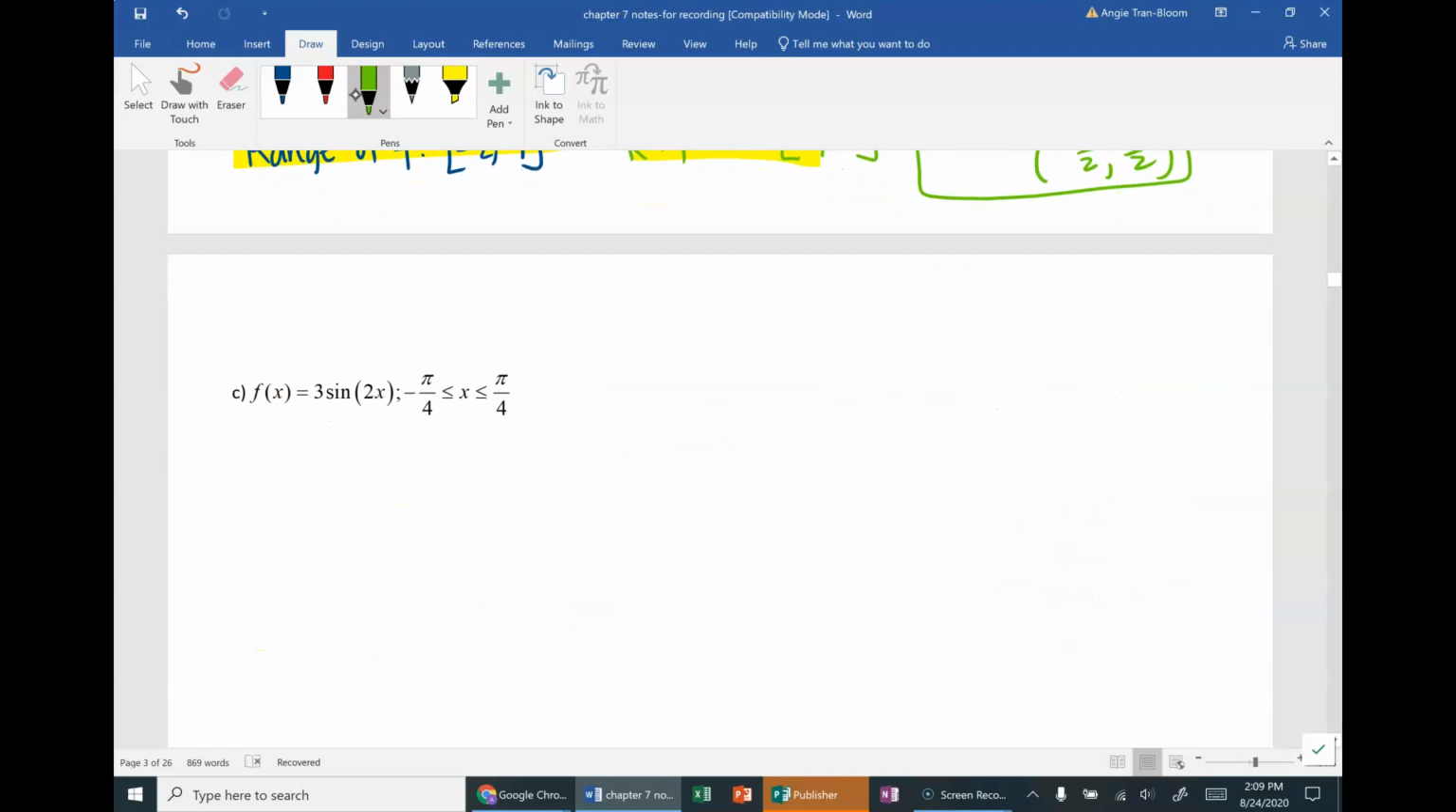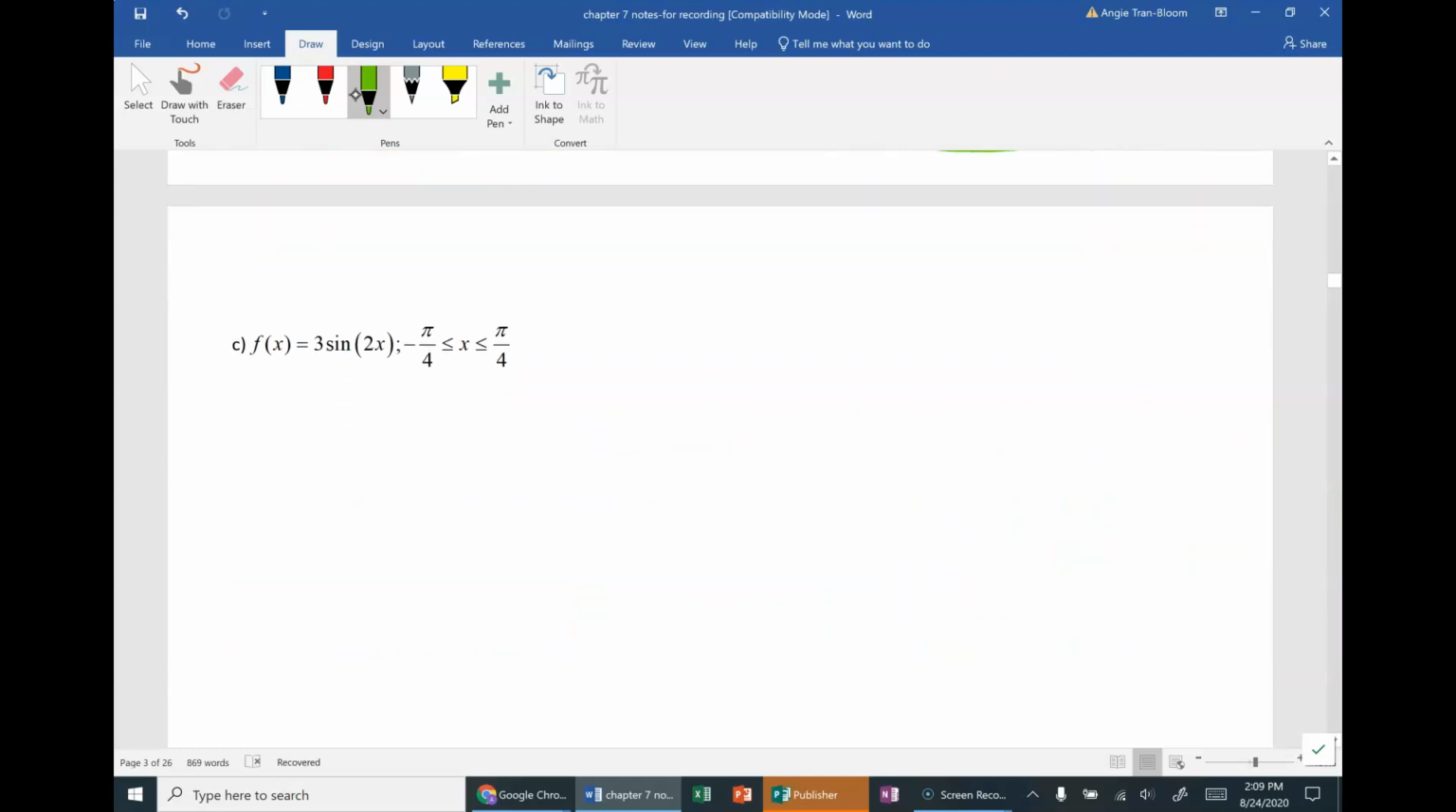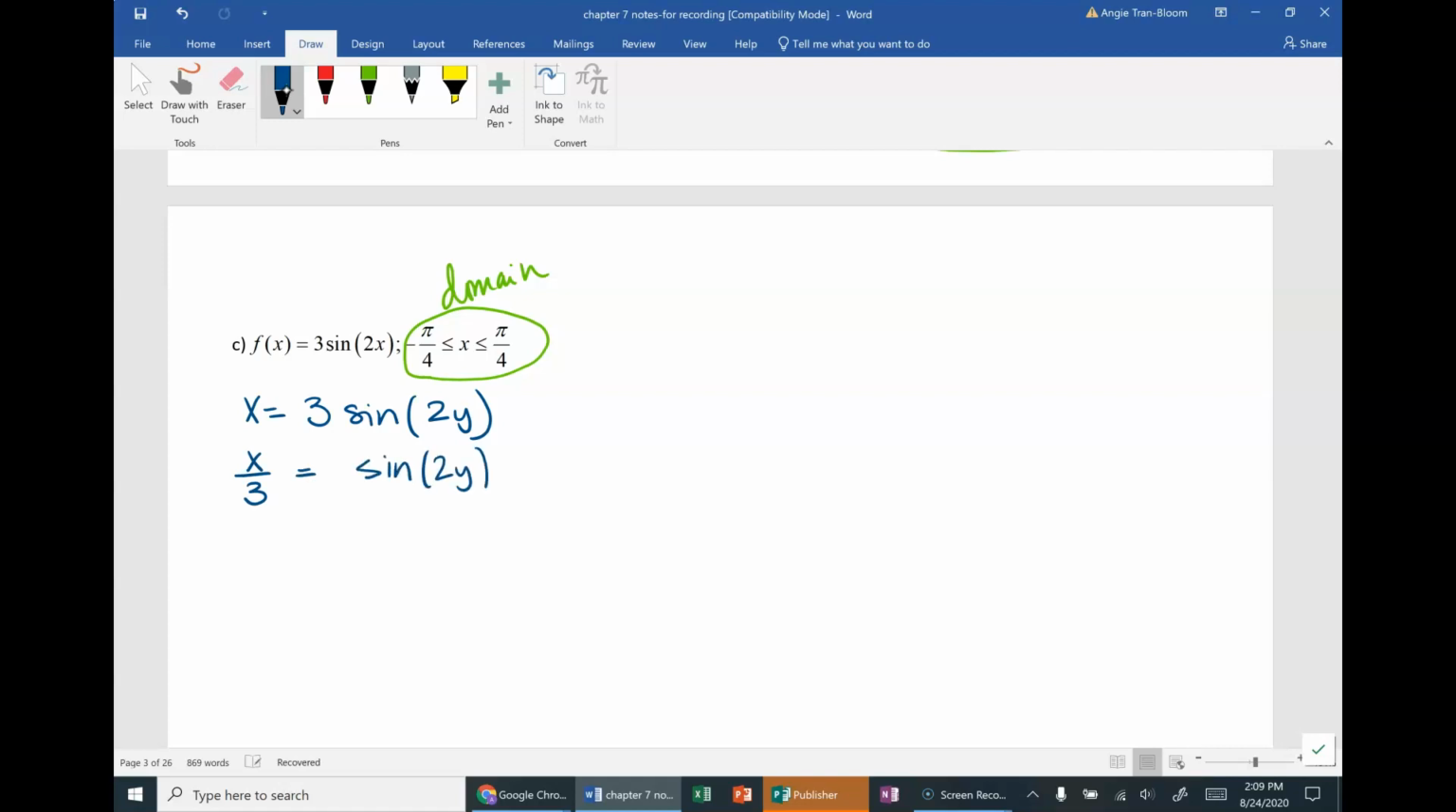Now, you're on example C. They are giving you f of x equals 3 sine of 2x and giving you the domain from negative pi over 4 all the way to pi over 4 inclusive. So switch x for y and y for x and solve. So first, divide both sides by 3. So x divided by 3 equals sine of 2y. And no, you are not going to divide by 2. You have to compose with sine inverse first.